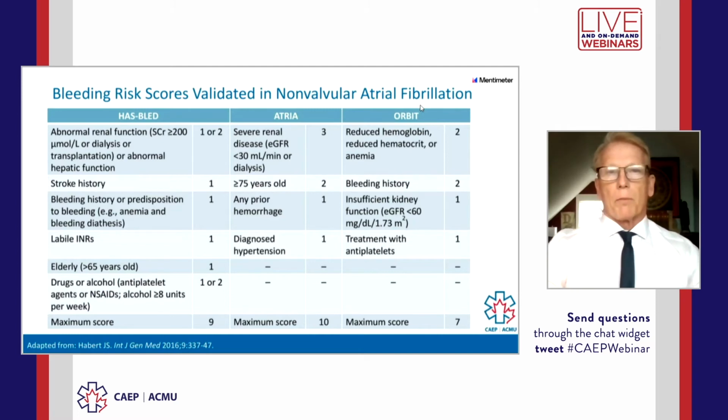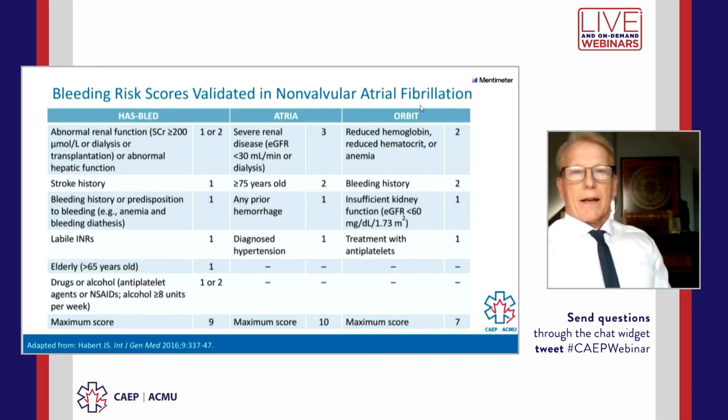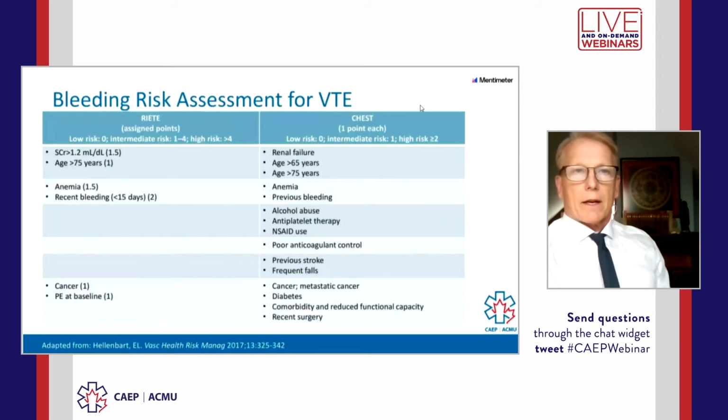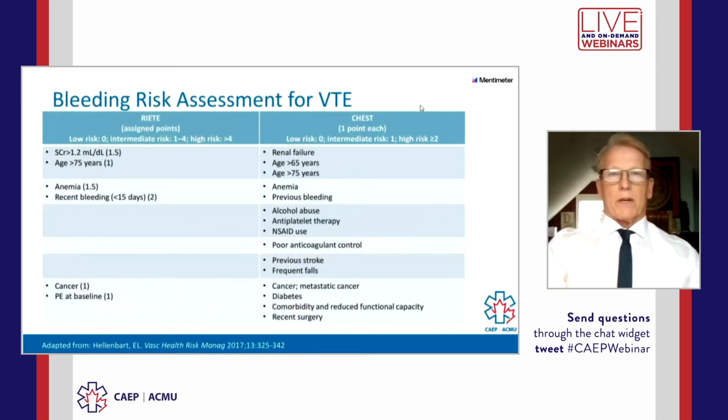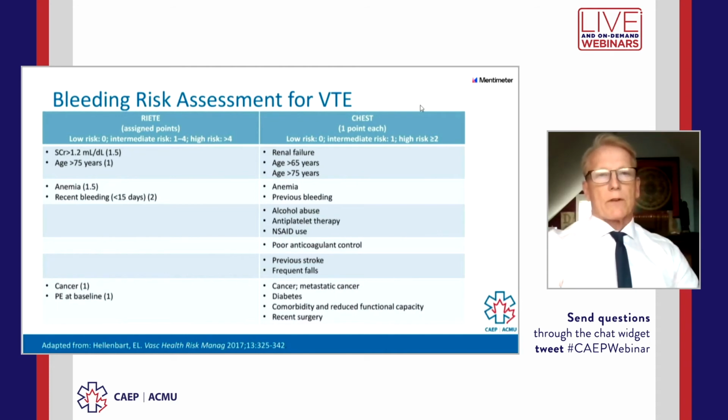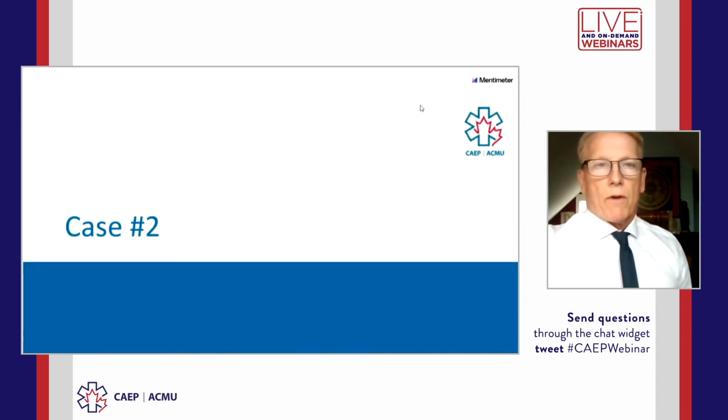But there are these other ones that have been looked at, investigated and validated in atrial fibrillation. And there are also ones that are slightly different for the assessment of bleeding risk in VTE. Again, there's going to be a lot of overlap in some of these things if you look at them. Age and renal failure are the big ones, and previous bleeding. But just to let you know that there are, in fact, slightly different scores if you're putting someone on an anticoagulant for VTE as opposed to atrial fibrillation. So we'll move on to case number 2.